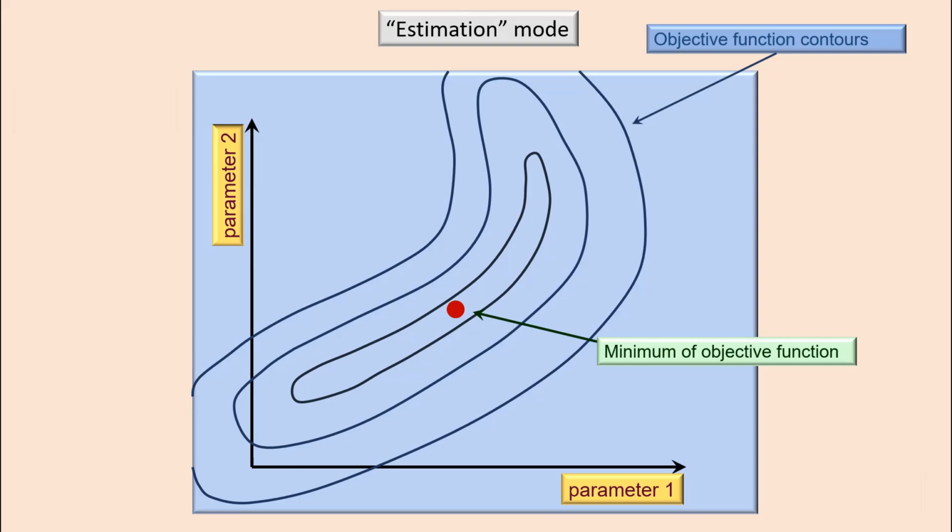So if we look at a simple 2-parameter space and we draw the contours of the objective function in that space, by saying that a problem is well posed, I am assuming that these contours close and that a unique minimum exists for that objective function. PEST's task, when run in estimation mode, is to find that minimum.